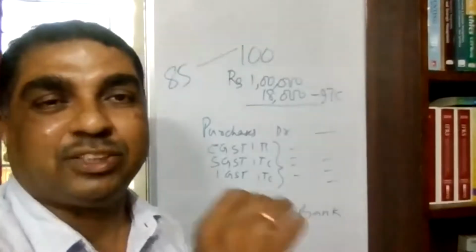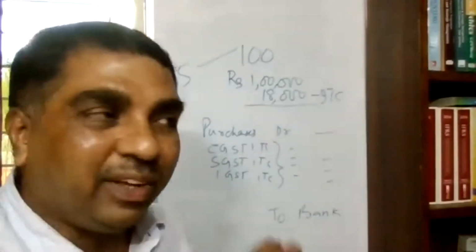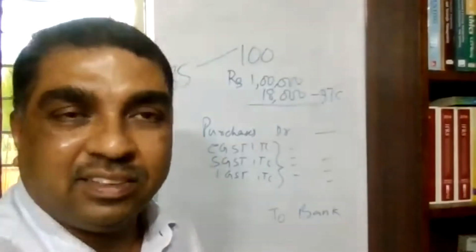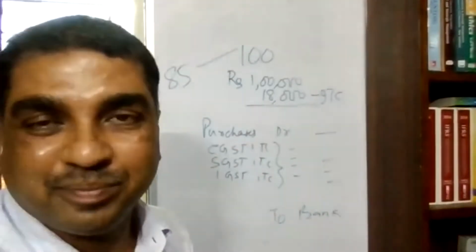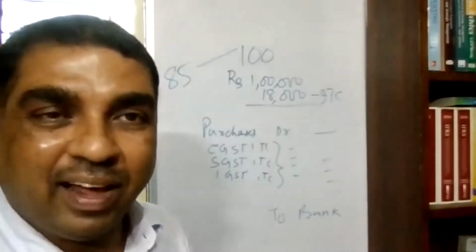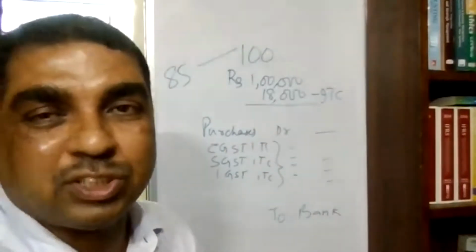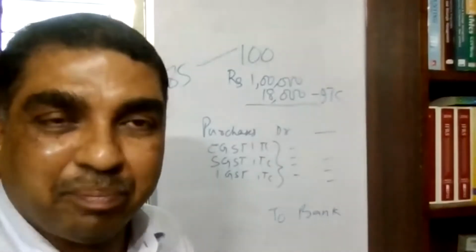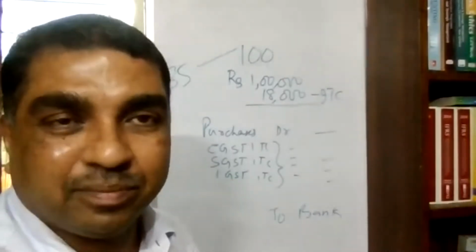Now, the question comes: let us say the supplier has not filed. Is there any possibility that we can still take credit? The answer is yes, but provisionally. We can take provisional credit. The government will allow you to take a provisional credit on those invoices which have not been filed by the respective suppliers. But there is an upper cap on how much you can take.